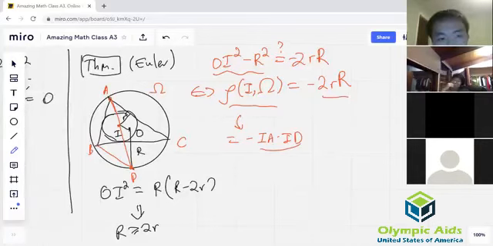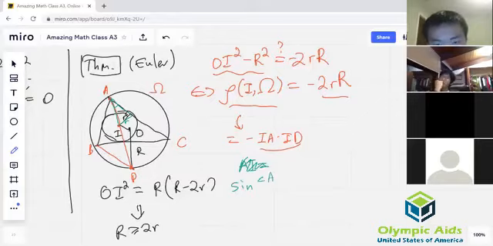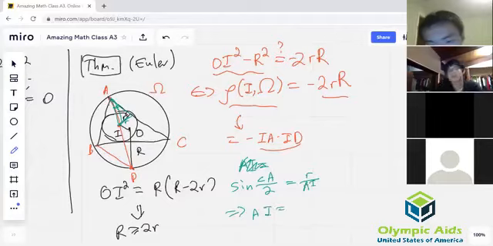Well, first we'll look at what AI is. You can look at this right triangle right here. This little thing is r. So it's equal to r. We know that sine of angle A over 2, which is this thing, is equal to little r, opposite, over hypotenuse, AI. So this tells you that AI is equal to r over sine of angle A over 2.